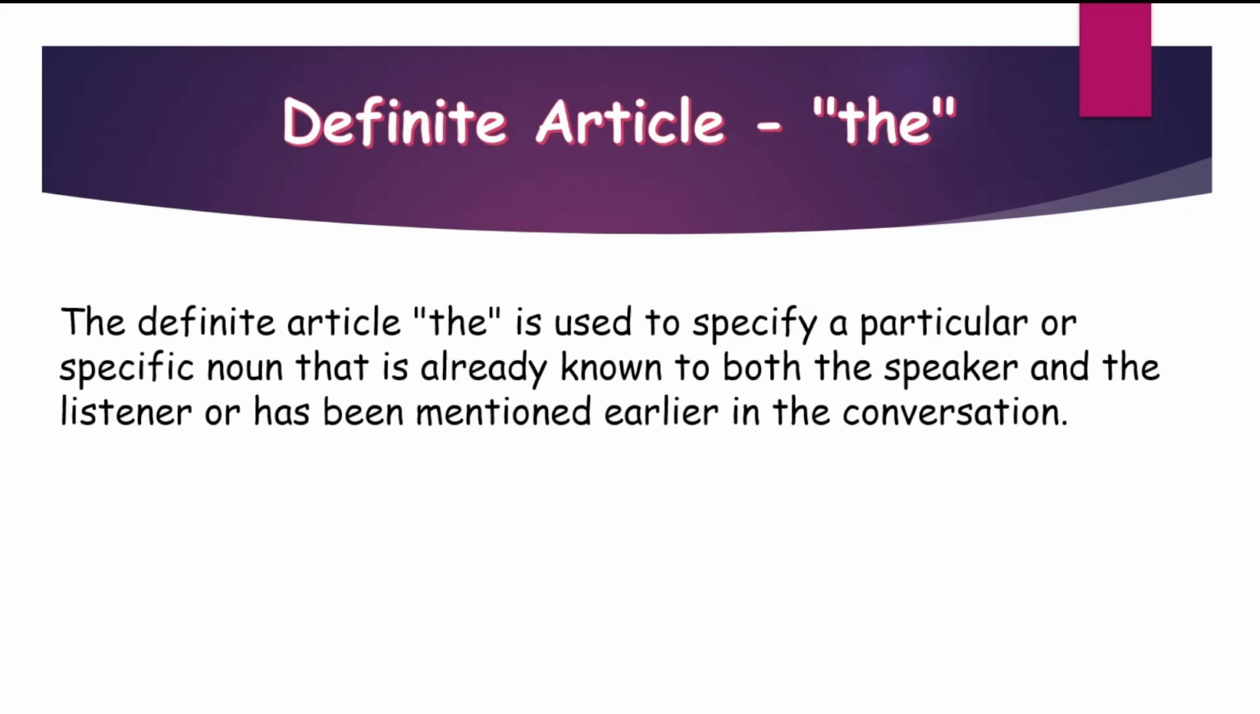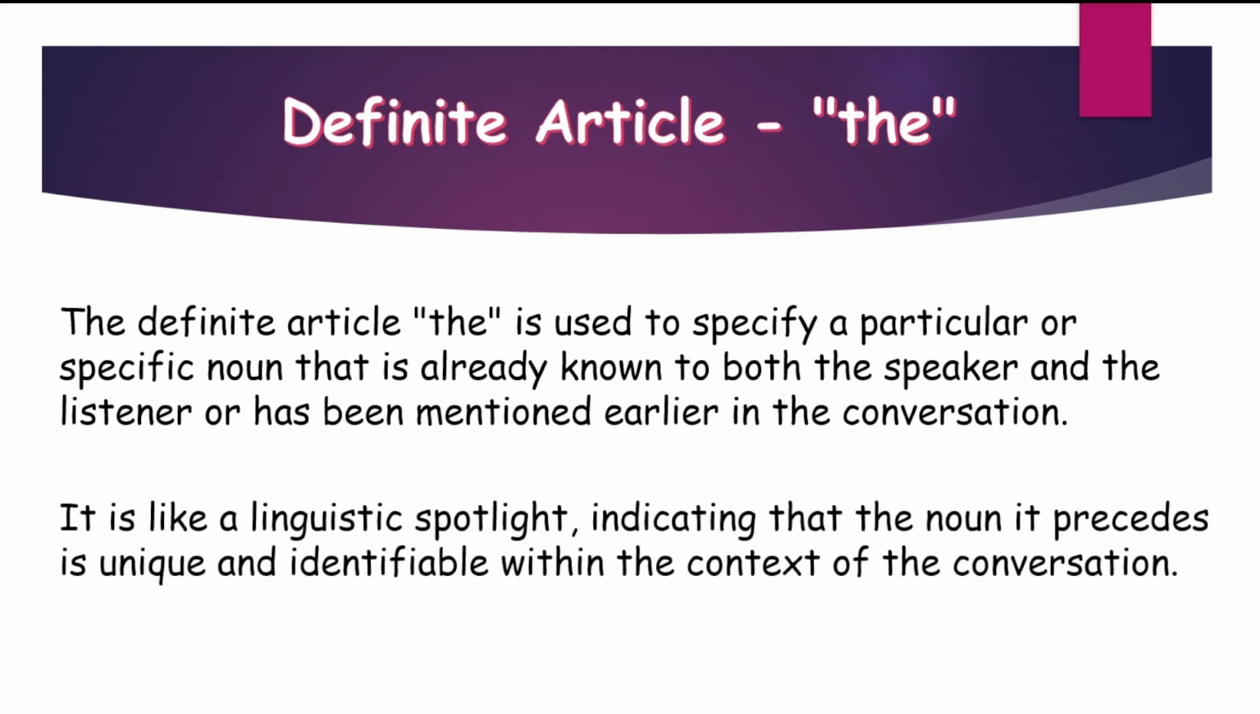The definite article, the, is used to specify a particular or specific noun that is already known to both the speaker and the listener or has been mentioned earlier in the conversation. It is like a linguistic spotlight, indicating that the noun it precedes is unique and identifiable within the context of the conversation.